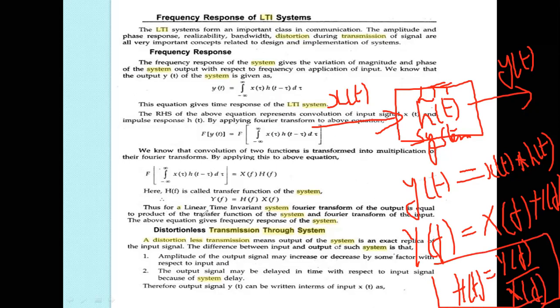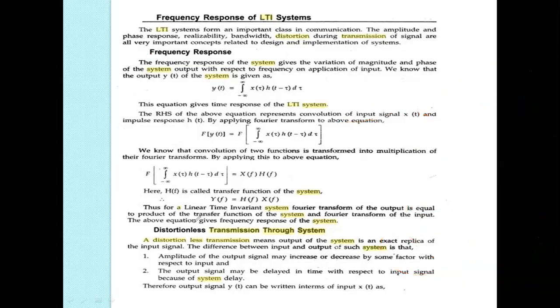Thus, for a linear time invariant system, the Fourier transform of the output signal Y of f is equal to the product of the transfer function of the system H of f and the Fourier transformation of the input signal X of f. The above equation gives the frequency response of the system.